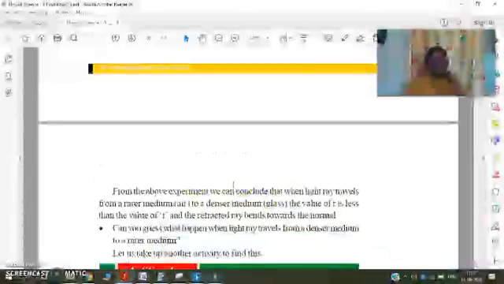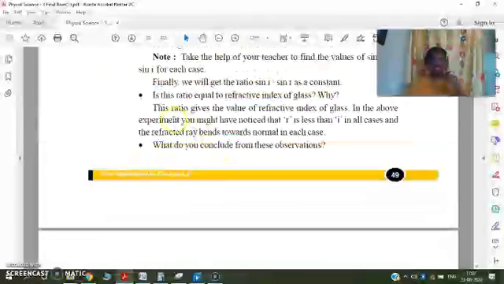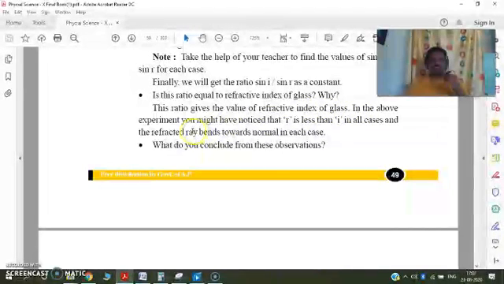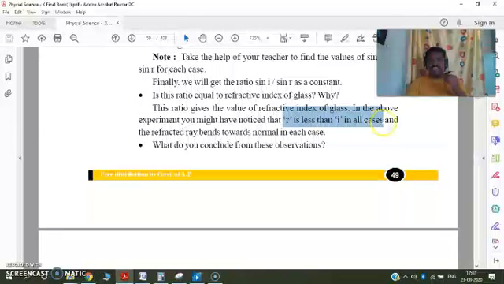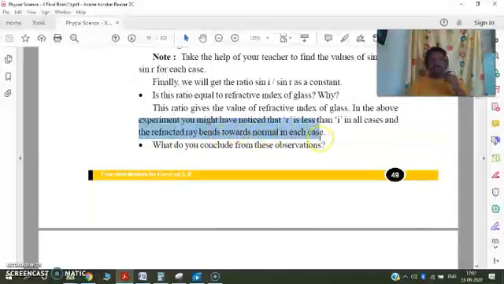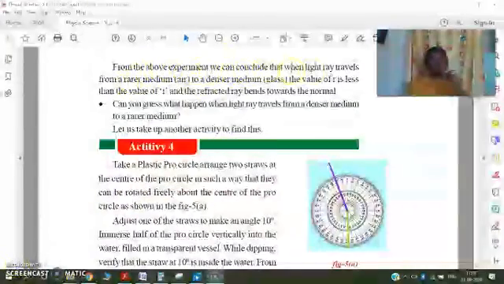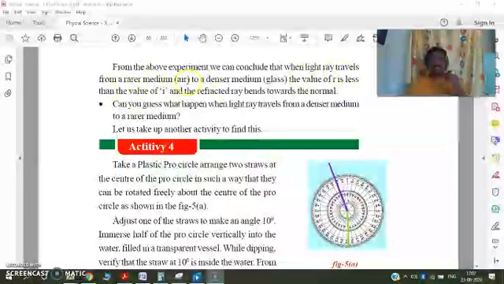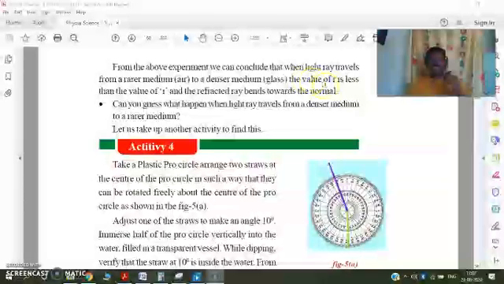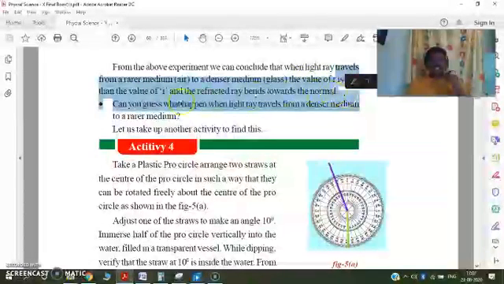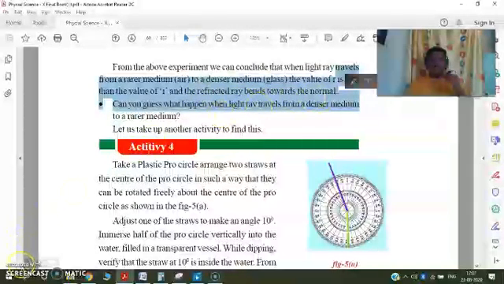So finally we understood that this ratio gives the value of refractive index of glass in the above experiment. You might have noticed the angle r is less than angle i in all cases, and the refracted ray bends towards the normal in each case. From the above experiment, we conclude that when the light ray travels from a rarer medium, air, to a denser medium, glass, the value of r is less than the value of i, and the refracted ray bends towards the normal.